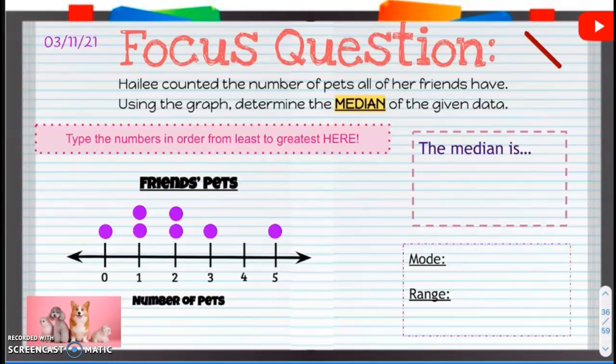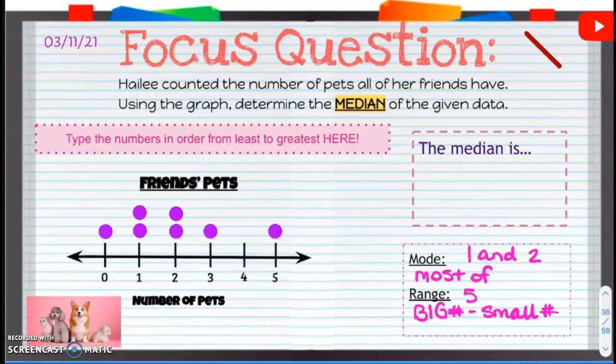So first of all, remember the mode was the number that we saw the most of, which was 1 and 2. The range was that biggest number minus the smallest number. And that was 5 minus 0, which was 5.